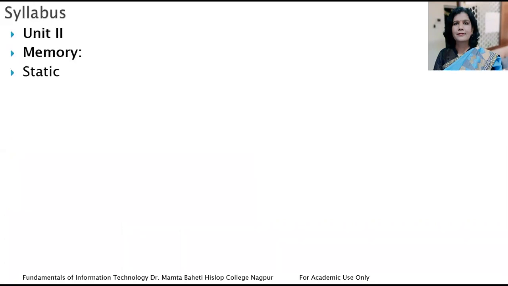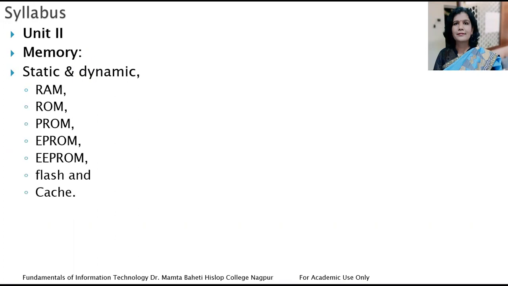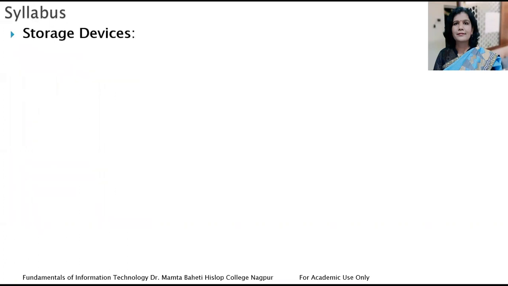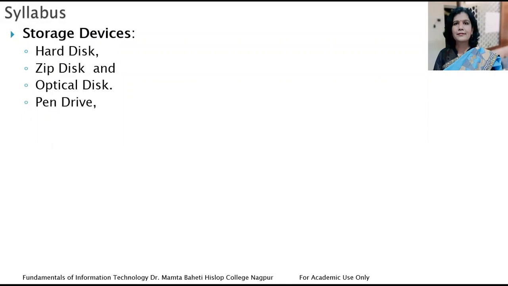Then in unit 2, we'll see memory, static and dynamic memory. In that, we'll see various static and dynamic RAMs. Then in ROM memory, what is ROM memory? What are the types of ROM memories, like PROM, EPROM, E2PROM? Then what is flash and cache memory? That also we'll see. We'll see storage devices. What are storage devices? How do they work? Some examples are hard disk, zip disk, optical disk, pen drive, and Blu-ray disc. So this we will cover in storage devices.